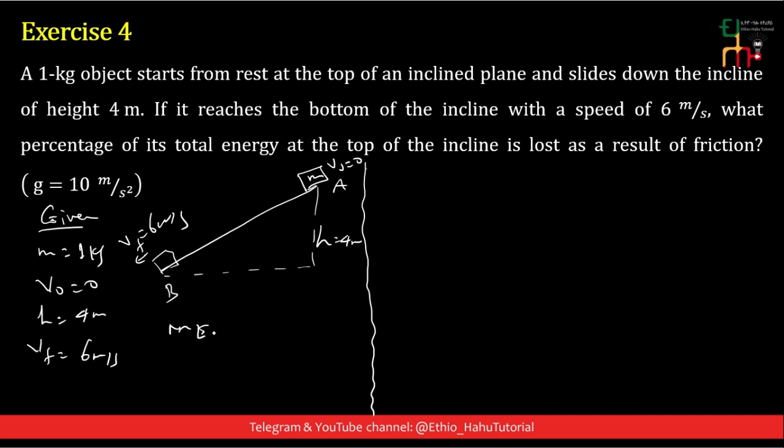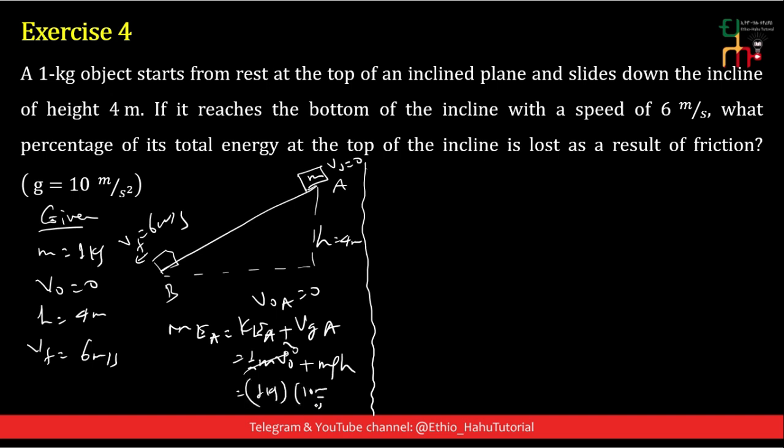Mechanical energy at point A is simply kinetic energy at point A plus gravitational potential energy at point A. When we say kinetic energy at point A, translational kinetic energy, this is 0 because the speed at point A is 0. Therefore, half times m times v naught square is 0, plus gravitational potential energy is m times g times h. This is equal to m is 1 kilogram, g is 10 meter per second square times h is 4 meter.